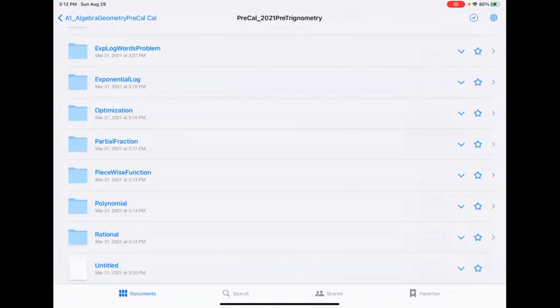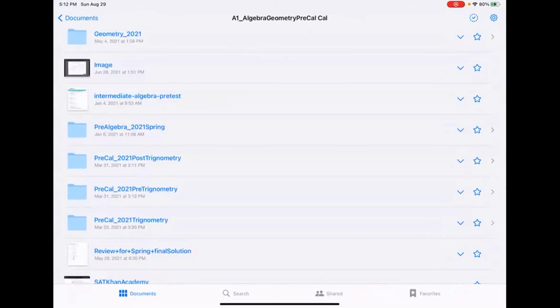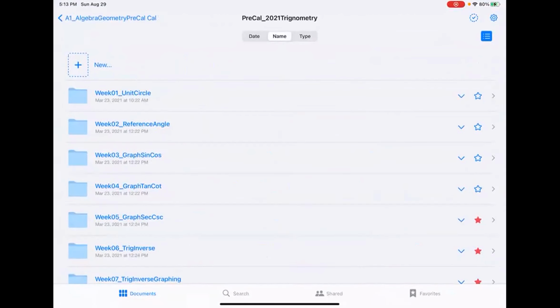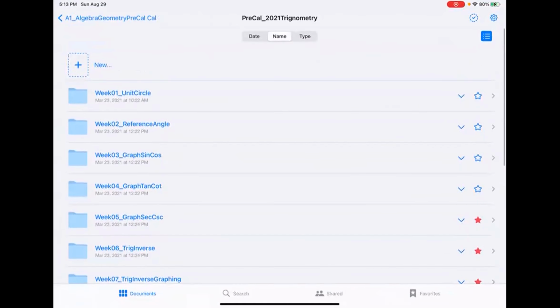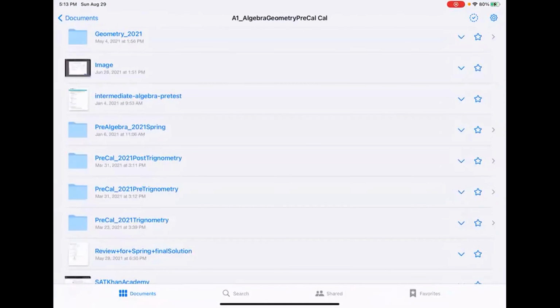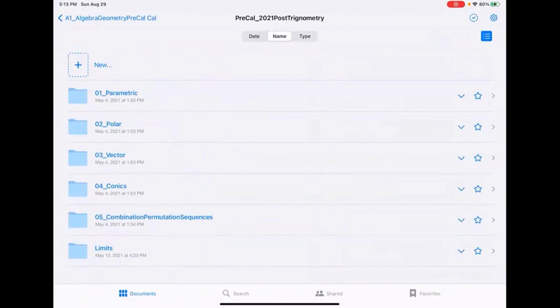So all this topic is supposed to be learned before your school teaches you the trigonometry. And after finishing all those parts, your school will do the trigonometry, which we have already done 12 classes so far in the summer. When your school finishes all the trigonometry part, they will teach you the post-trigonometry.